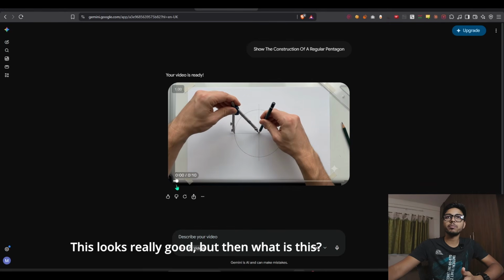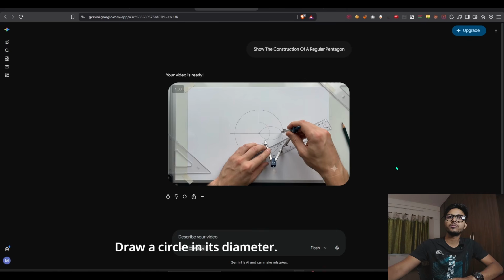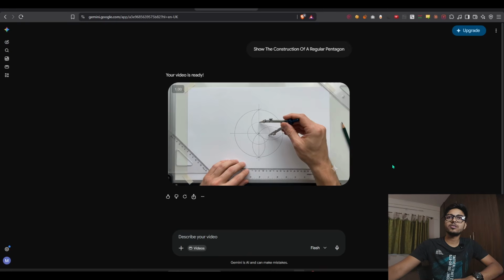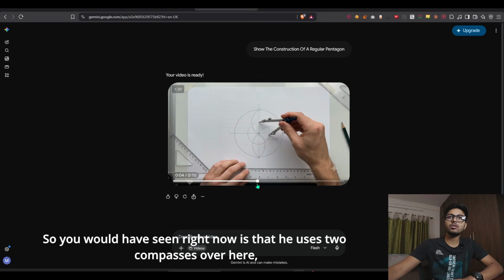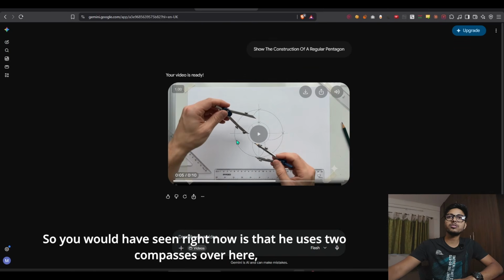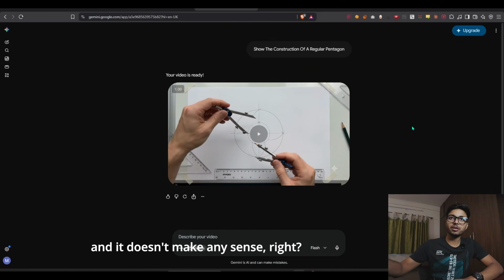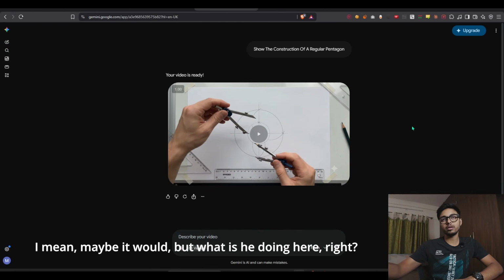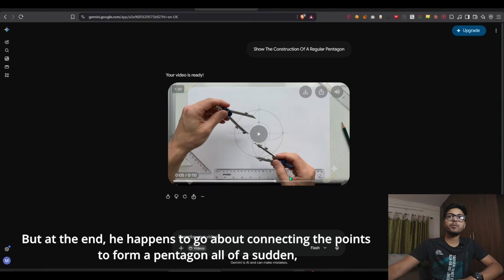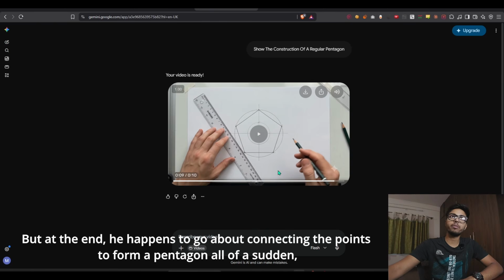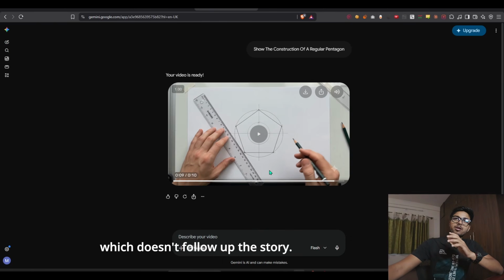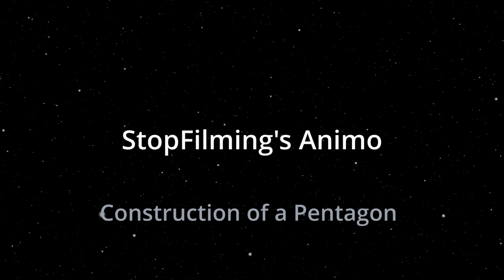This looks really good, but then what is this? Draw a circle and its diameter. Bisect the radius to find its midpoint. Draw an arc to define the side length. Mark the 5 vertices around the circle. So what you would have seen right now is that he uses 2 compasses over here, and it doesn't make any sense, right? I mean, maybe it would, but what is he doing here? But at the end, he happens to connect the points to form a pentagon all of a sudden, which doesn't follow the story.